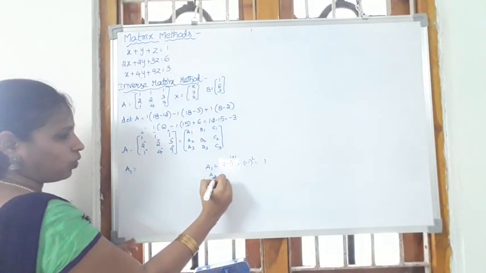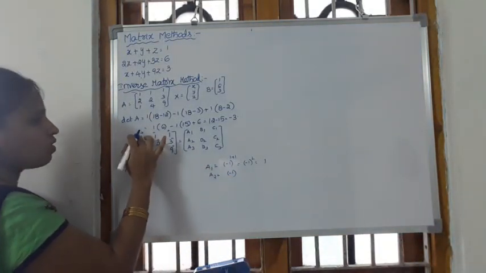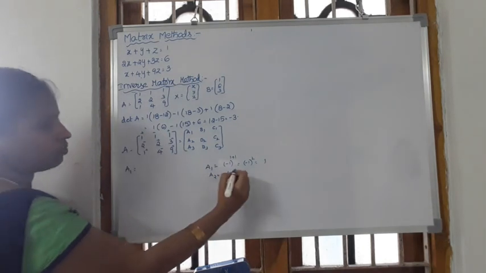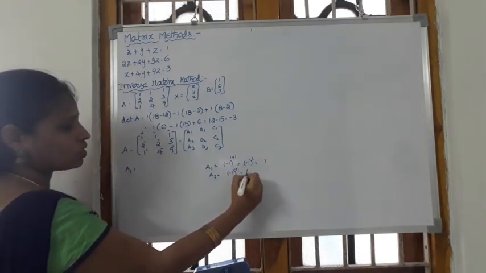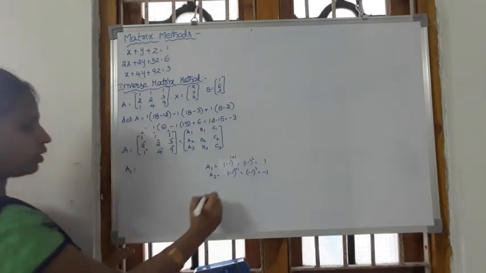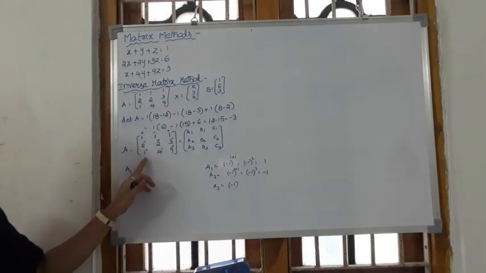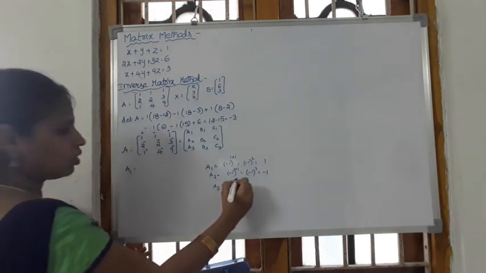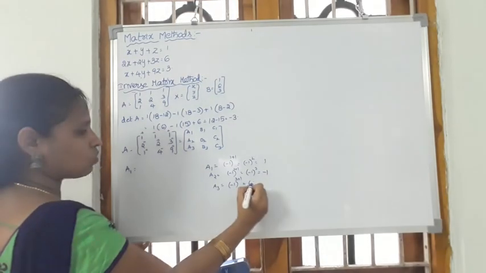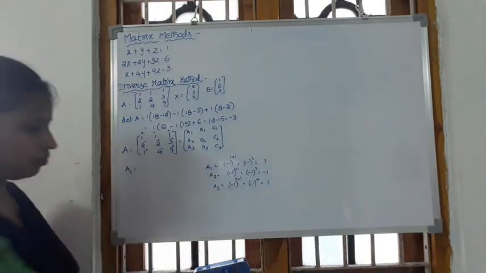So A2 is equals to minus 1 whole power of, this is second row and first column, that is equals to minus 1 whole cube is equals to minus 1. Suppose A3 is equals to minus 1 whole power of, this is third row and first column, is equals to minus 1 whole power 4 is equals to 1. We give the symbols like this.